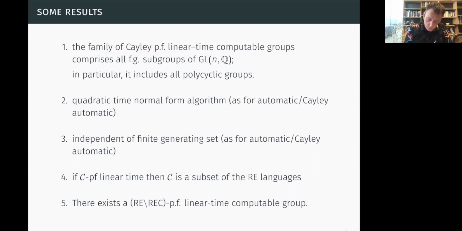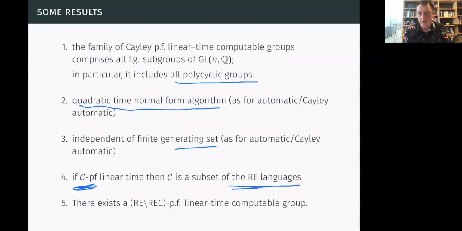So in particular, there's a quadratic time algorithm to compute normal forms, which is cool. The class includes all polycyclic groups. It's independent of generating set. And if you happen to have any C formal language class that satisfies all those things, then it has to be recursively enumerable. And our final thing, which I have no time for, but it's in our paper, is that we constructed something which is a recursively enumerable but not recursive language of normal forms. However, you can compute whether two things differ by a generator. So we think that's kind of cute.